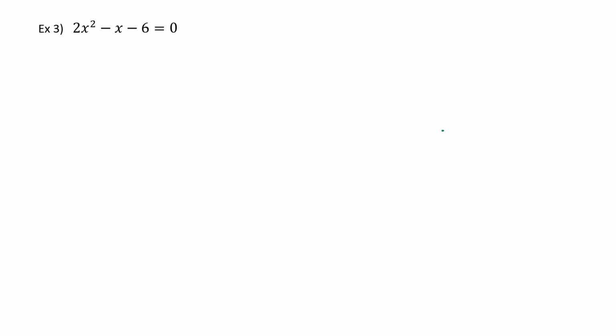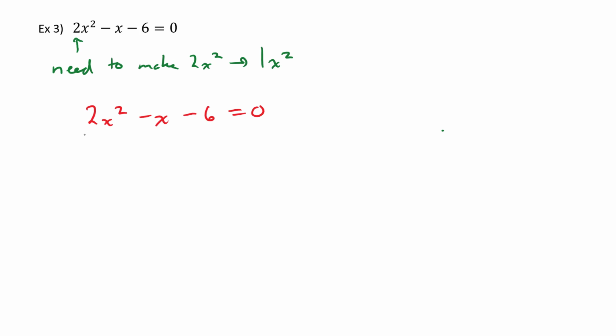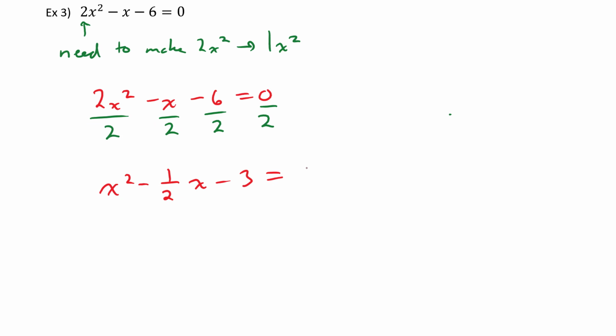Sometimes your coefficient on your first degree term is not a 1. This technique only works if that value is 1. So you need to make 2x squared into 1x squared. How do we do that? We divide everything by 2. x squared minus 1/2 x minus 3 equals 0 divided by 2 is just 0.